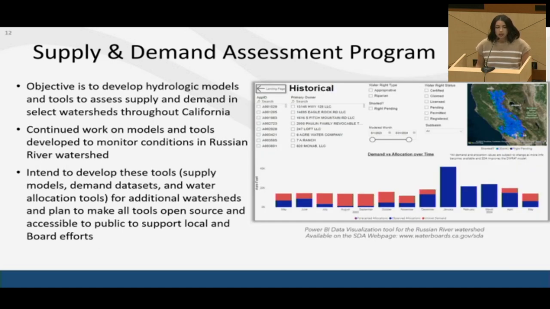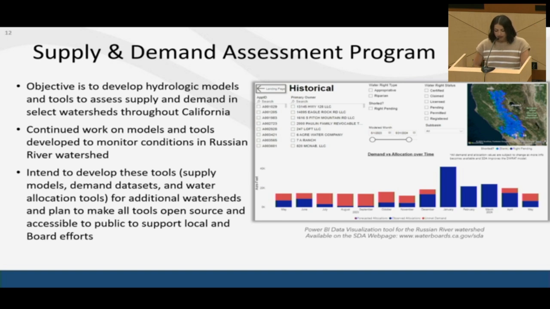We will be continuing on the work that was done in the Russian River watershed to continue to expand these models and tools. Included here is an example of a data visualization tool, which is available on our webpage. It's an interactive tool that allows you to look at both past and projected water demands over time. All tools developed through this program will be publicly available and accessible online.